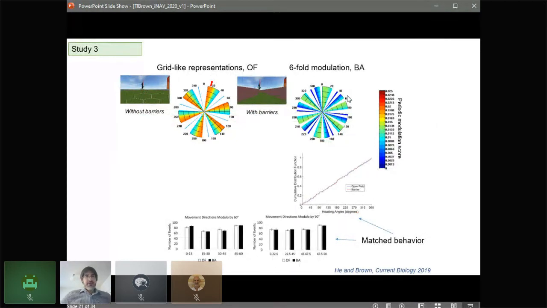So what you see in the top left are some really nice hexadirectional signals in human entorhinal cortex in both indoor and outdoor open field environments.